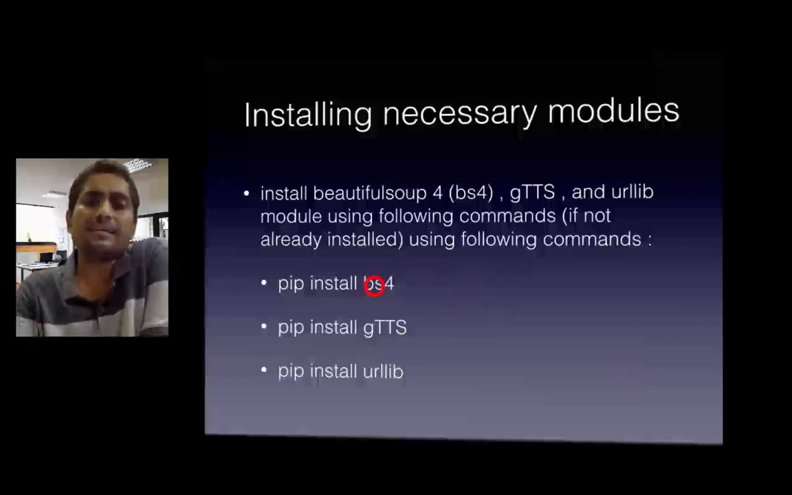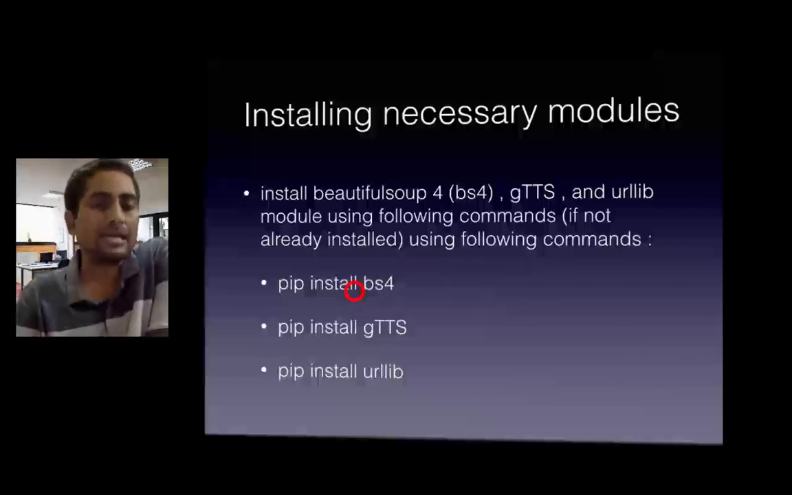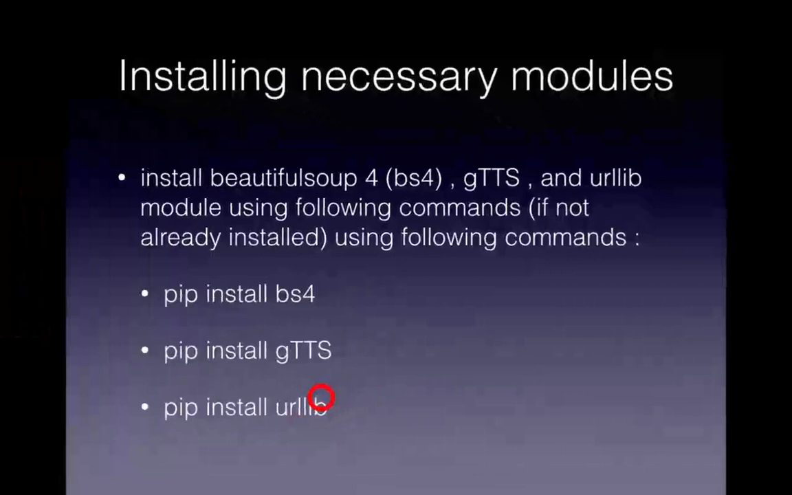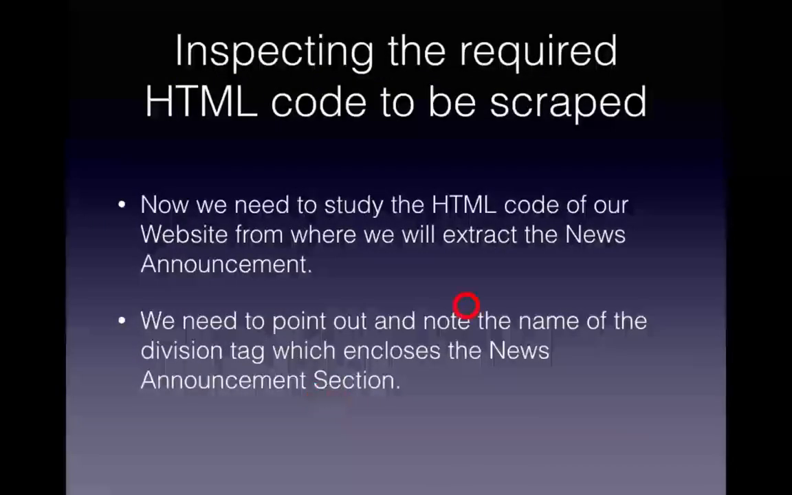So let us find out how to install Beautiful Soup. It is basically what you do with other modules; the same thing is to be done here. So pip install bs4, pip install gtts, pip install urllib. These three are the important commands to install all the modules which you will need here. After installing these modules, you have to inspect the HTML code which you need to scrape.